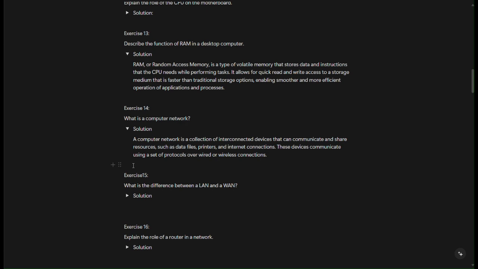Exercise number 15. What is the difference between a LAN and a WAN? LAN is a local area network, a network that covers a small geographic area, but the WAN is a wide area network. It covers a large geographic area. This is the difference between them.